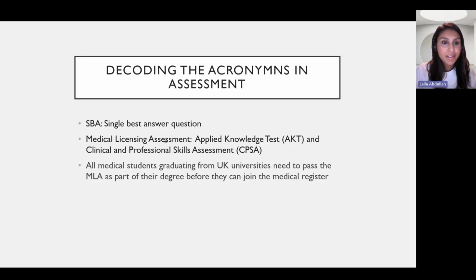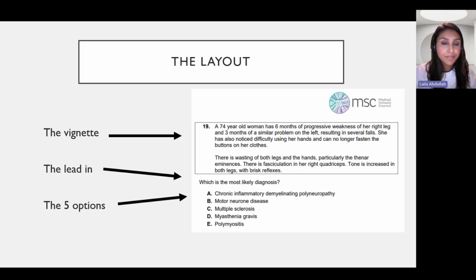So we've got SBA, which is the single best answer question. We've got the MLA, which is the medical licensing assessment, and that consists of the AKT, the Applied Knowledge Test, and the CPSA, the Clinical and Professional Skills Assessment. So all medical students as of January 2025 graduating from UK universities must pass this assessment, the MLA, as part of their degree before joining the medical register.